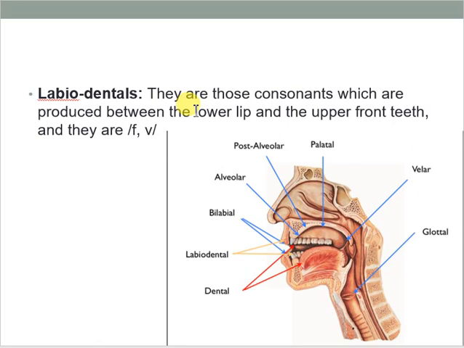So there are those consonants which are produced between the lower lip and the upper front teeth. اللي هم شنو هم الف v. Okay? You see, even if you can do it, you can practice. You use your lower lip and your upper front teeth to produce these sounds. Then نسميهن labiodentals. الأصوات نسميهن labiodentals according to place of articulation.